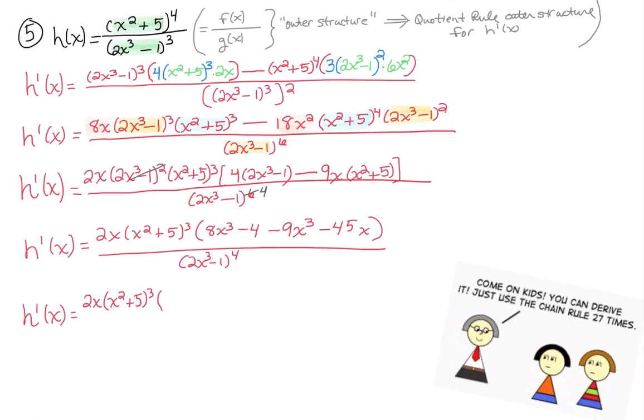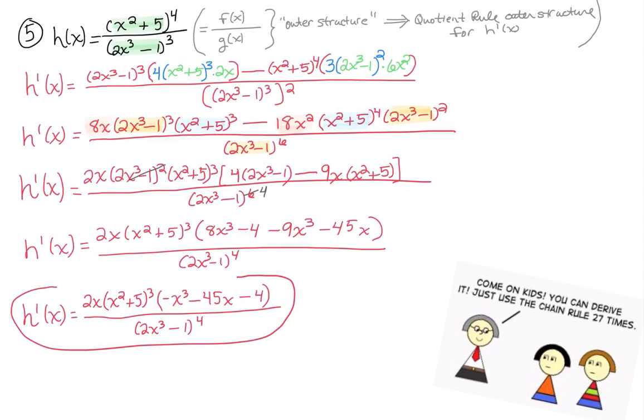And then maybe the only other thing, if I wanted to, I could factor out a negative from all three of those terms, but I'll just leave it. This is going to be a negative x cubed, a minus 45x, and a minus 4. If we wanted to, we could factor a negative out in front of that whole thing and stick it in front of the 2x, and then all those minuses would change to pluses. Might look a little better, but it doesn't matter. So this would be a simplified form.